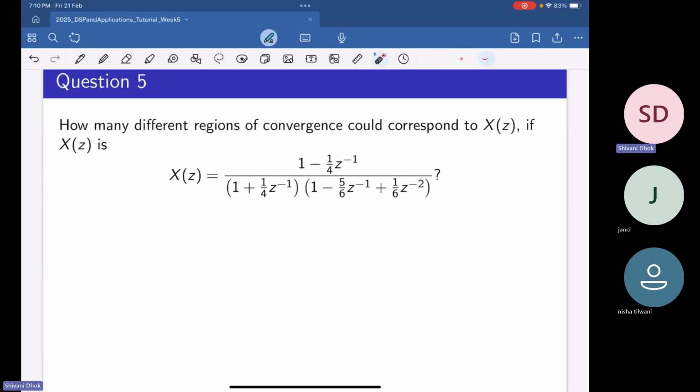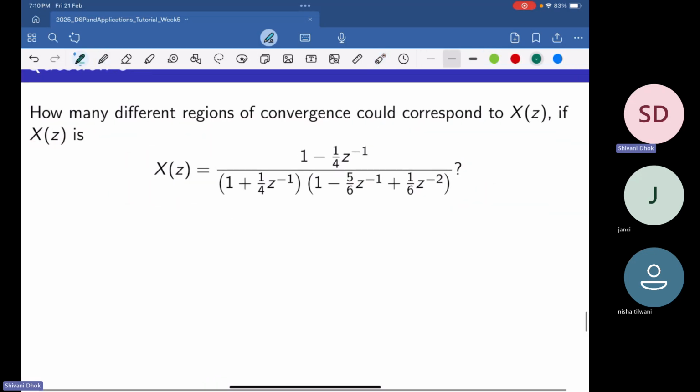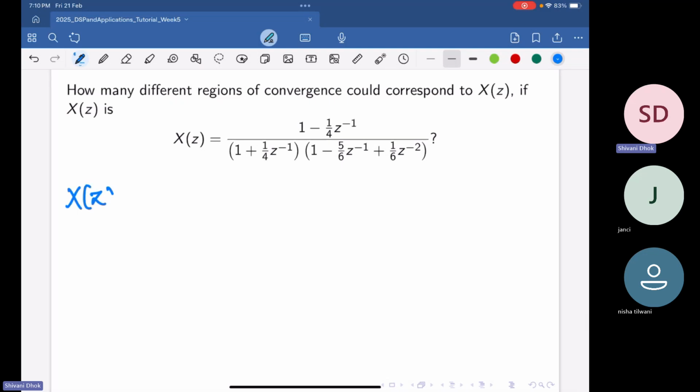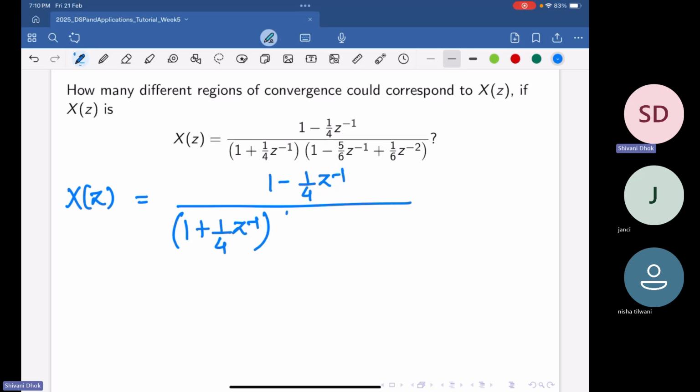This question says: how many different regions of convergence could correspond to X(z) if X(z) is this particular transfer function? So we are given X(z). Since the font is small, let me write it. X(z) is 1 minus 1 by 4 z inverse, divided by 1 plus 1 by 4 z inverse into 1 minus 5 by 6 z inverse plus 1 by 6 z to the power minus 2. Now let us just focus on this part.